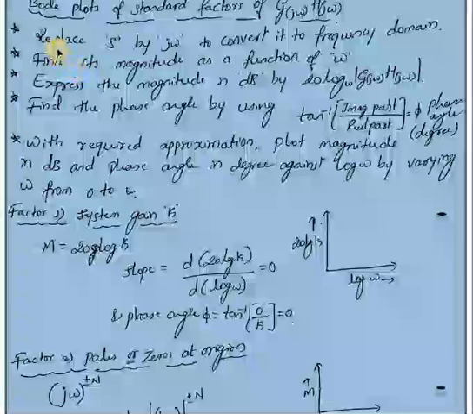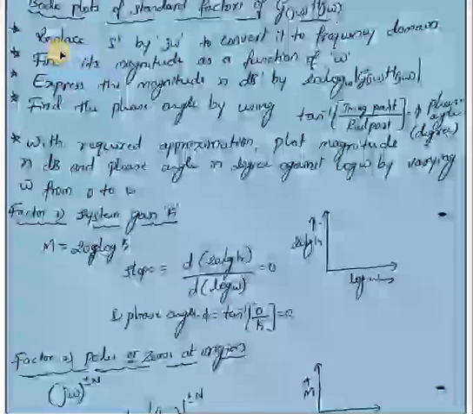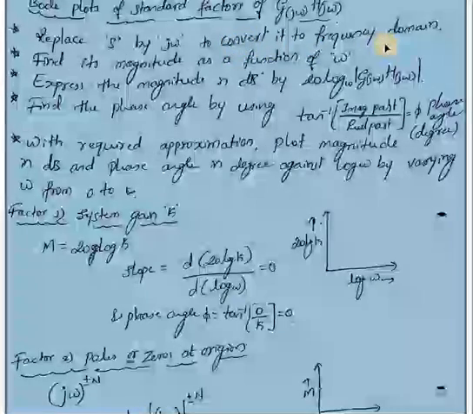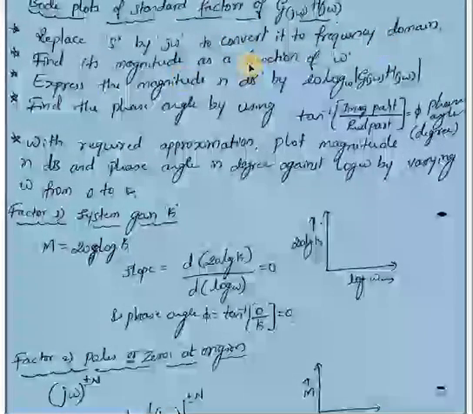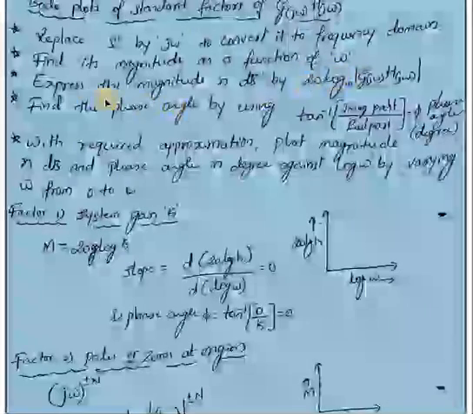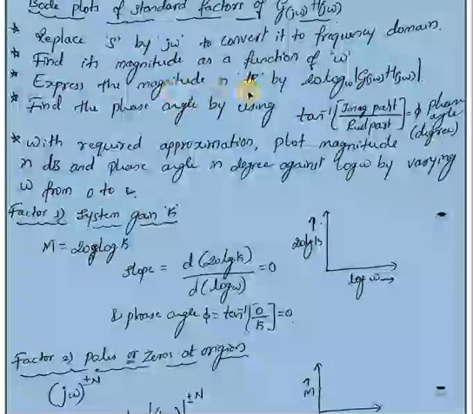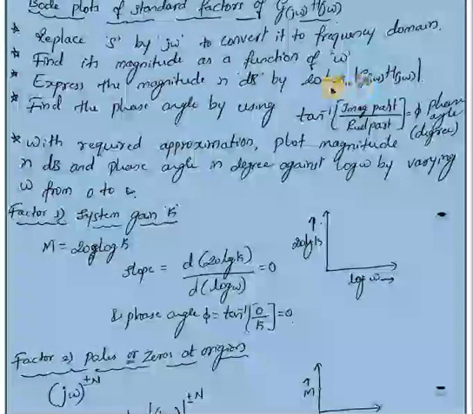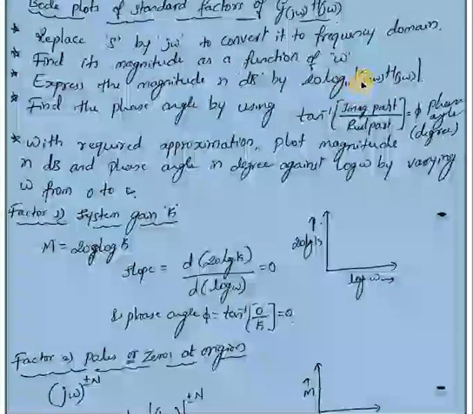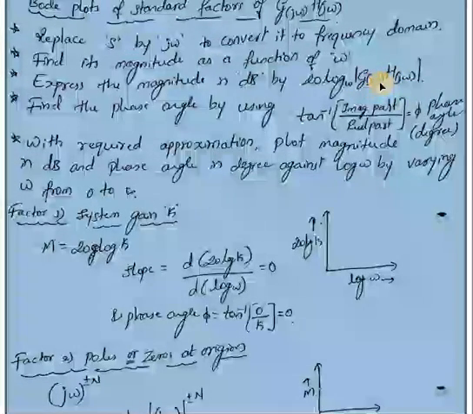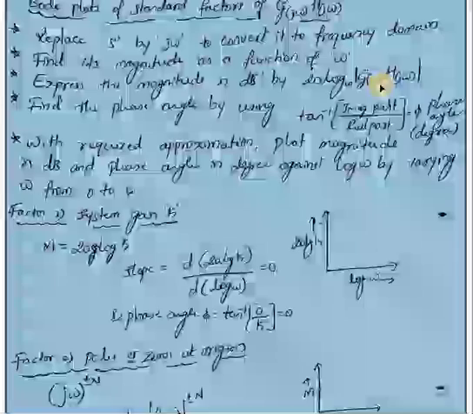The first step is to replace s by j omega in your transfer function to convert it into the frequency domain. Find its magnitude as a function of omega. Express the magnitude in decibels, that is dB, by using this equation, that is 20 log to the base 10 of the magnitude of G of s into H of s. Wherever s is there, I am replacing that s by j omega.